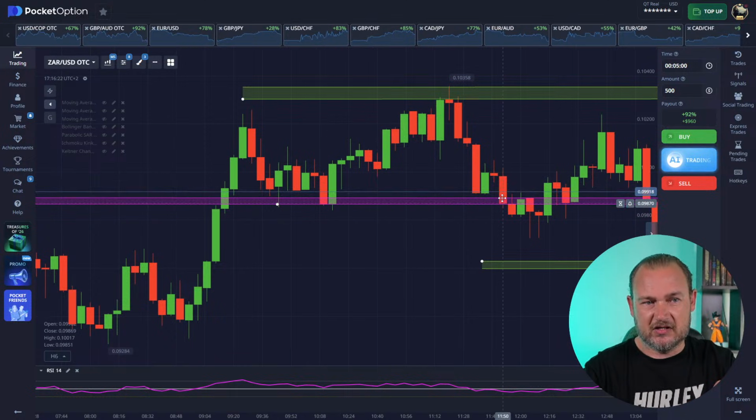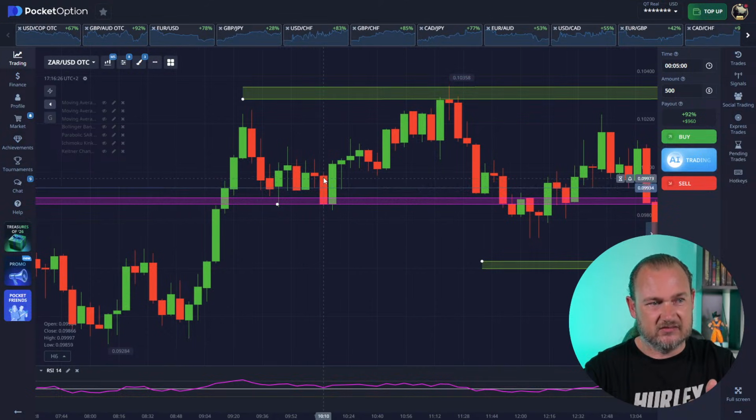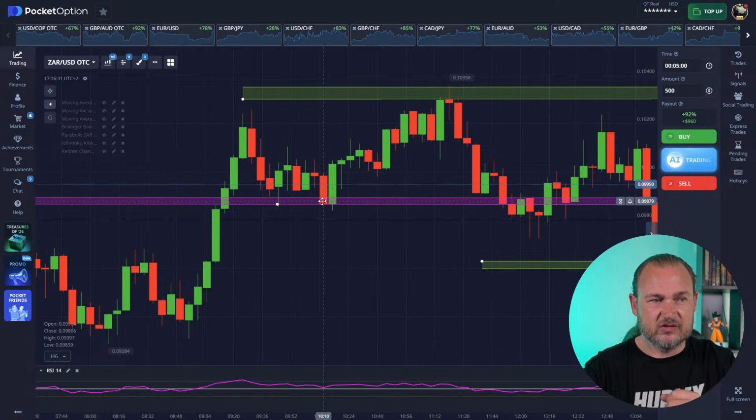If you did the same thing here, price hit the support. These two red candles that hit the support are basically identical. So if you tried to predict a bounce, this trade would have been successful.